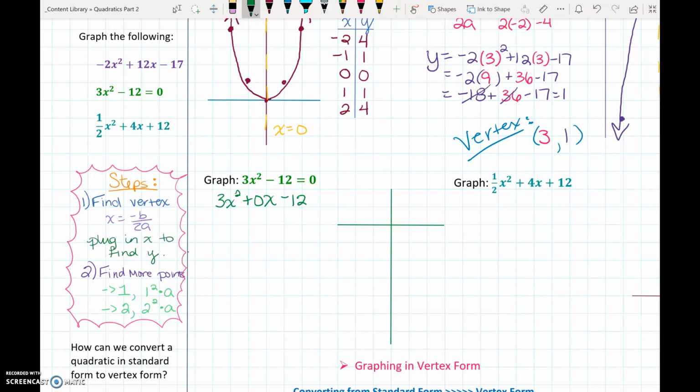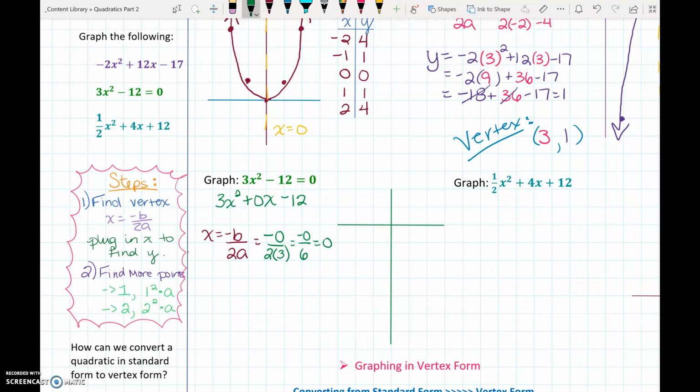So when I go to do x equals the opposite of b over 2a, what's b? Again, 0. So negative 0 divided by 2 times a, which is 3. Negative 0 divided by 6, we're just left with 0. No big deal. So x is 0.